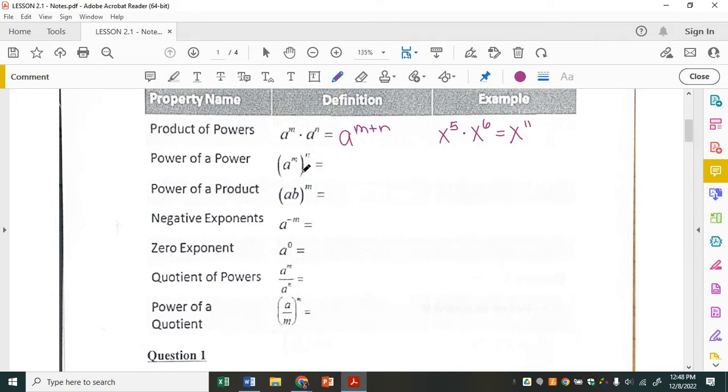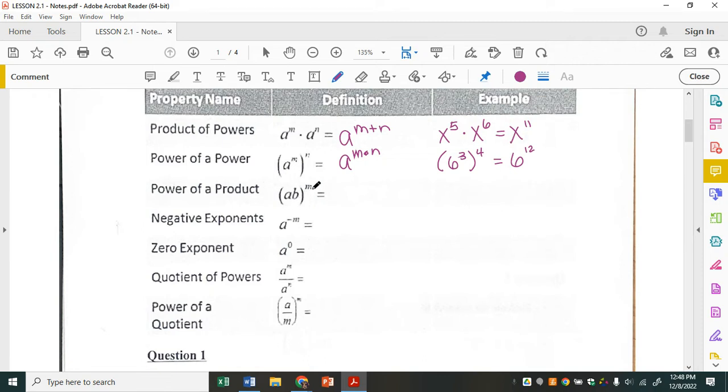How about, this is freshman year, how about a to the m raised to the nth power? What's the relationship? What do I have to do between those two exponents? A times mn, or a to the m times n. I multiply them. So if I had 6 to the 3rd power and I raise that to the 4th power, I keep that base of 6 and I'm raising it now to the 12th power, because 3 times 4 gives me that exponent of 12.